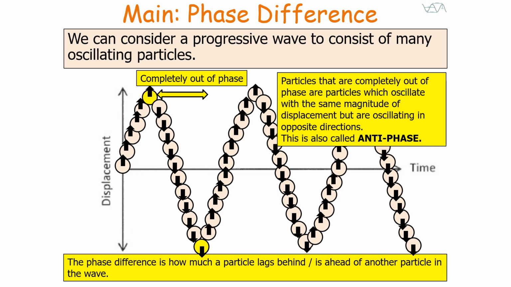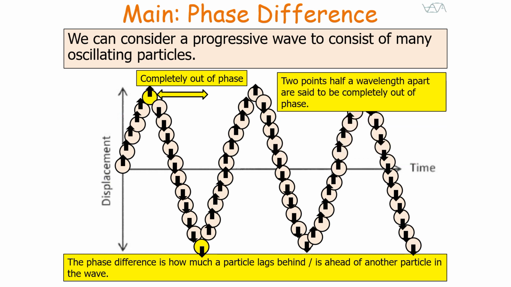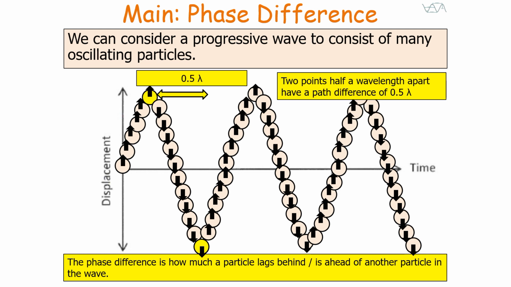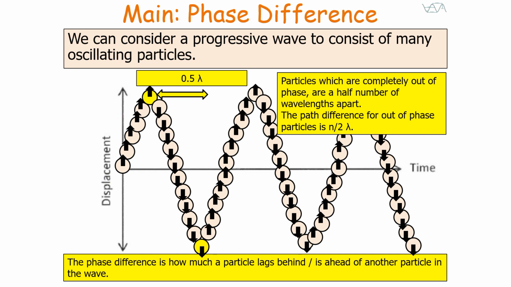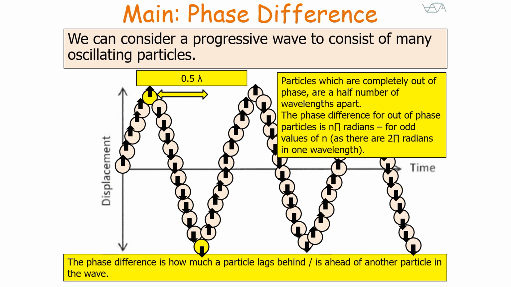Particles that are completely out of phase, or in antiphase, have a phase difference of pi radians, or 180 degrees, because two points that are half a wavelength apart are said to be completely out of phase. So they have a path difference of half wavelengths. The path difference for any out of phase particle is an odd multiple of half wavelengths: 1.5, 2.5, 3.5, 4.5 wavelengths, and so on. Whilst the phase difference for out of phase particles is n pi radians for odd values of n, because even values of n pi radians will give in phase, whilst odd pi radian values will give out of phase.